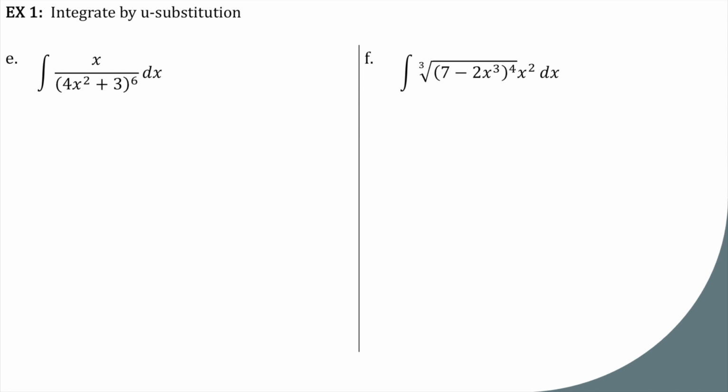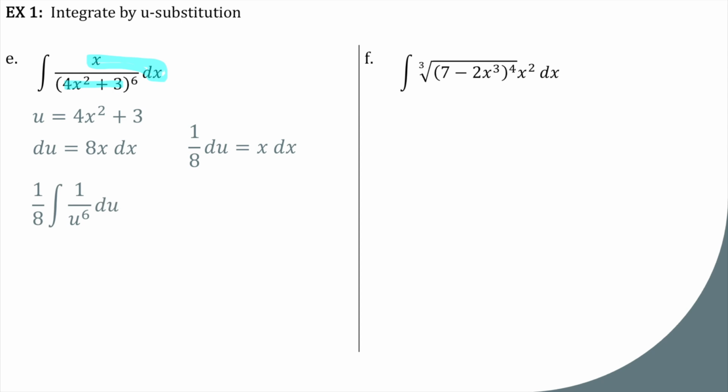When you see something in fraction form, always look at the bottom of the fraction to see if you can find a u in the bottom that might work. An inside function on the bottom is 4x squared plus 3. And if you take the derivative of that, you get 8x dx. Pretty close to x dx, isn't it? Just off by that 8. So that's fine. We'll divide both sides by 8 to get x dx by itself.